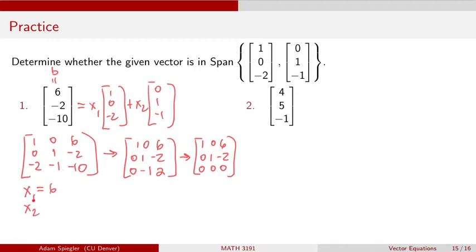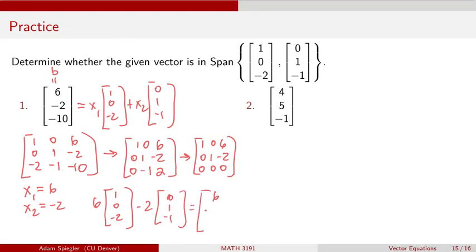So that gives us our result. x1 is equal to 6. x2 is equal to minus 2. So therefore, we can check this, that if I take 6 times the first vector, 1, 0, minus 2, and then minus 2 times the vector 0, 1, minus 1, do I indeed get back this vector 6, minus 2, minus 10? And yes, we do. So that is a yes for this vector over here. This vector is in the span of the vectors 1, 0, minus 2, and 0, 1, minus 1.